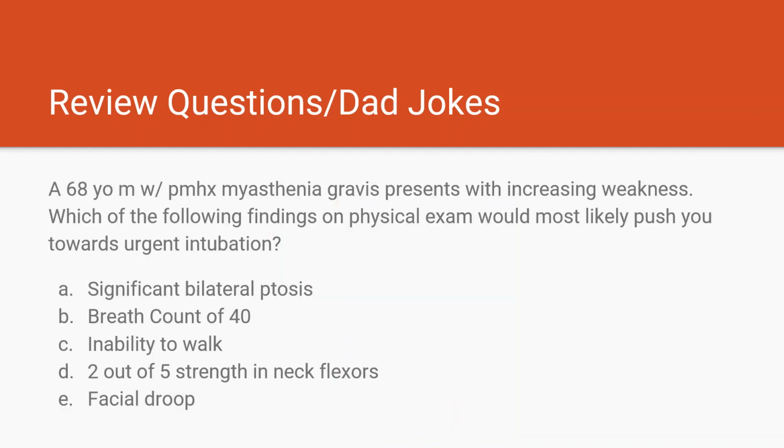Okay, first question. So a 68-year-old male, past medical history of myasthenia gravis, presents with increasing weakness. Which of the following findings on physical exam would be most likely to push you towards urgent intubation? Would it be A, significant bilateral ptosis, B, breath count of 40, C, an inability to walk, D, 2 out of 5 strength in his neck flexors, or E, facial droop?